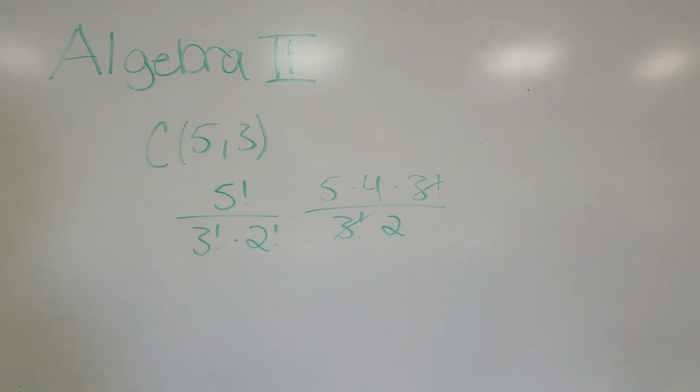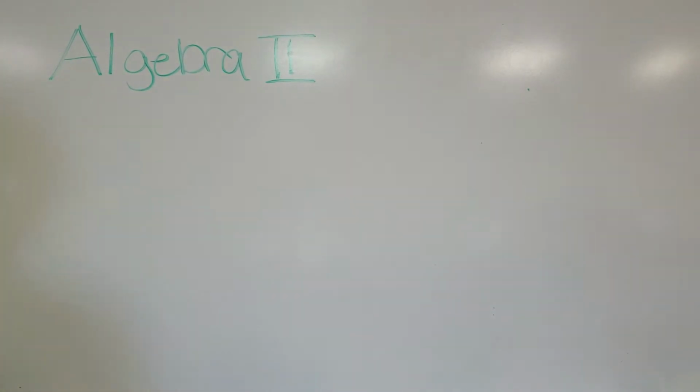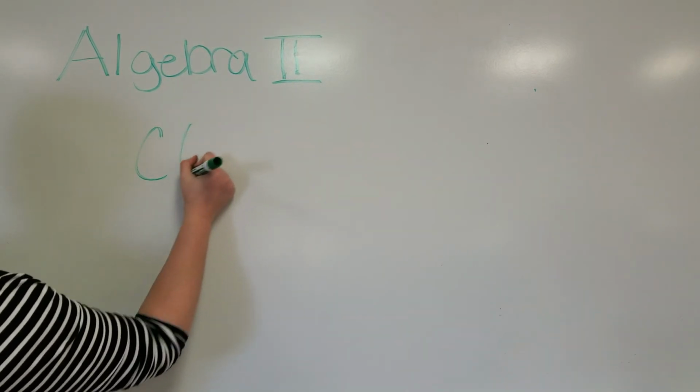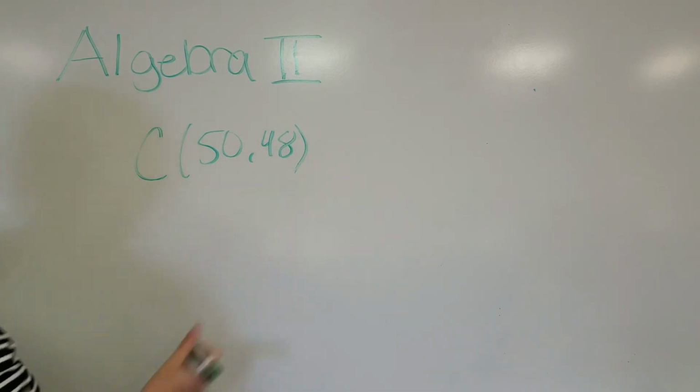Number 20, how many different groups of 48 cars can be formed from 50 cars? So anytime they say groups, it's also combination. The only time it's going to be a permutation is when it cares about the order. The difference between combination and permutation is that permutation cares about order, and combination is just about making groups. All right, so they say this is a combination. They have 50 cars, and they want to make groups of 48. How many different groups of 48 can I make?